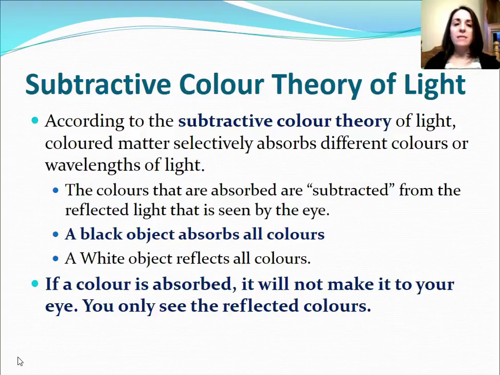The reason that we see black objects as black is because they've absorbed all the colors. So none of the colors that make up white light, none of the colors of the rainbow are actually going to make it to your eye. Whereas a white object appears white to you because all of the colors of the rainbow, all of the colors that make up white light have actually been reflected into your eye.